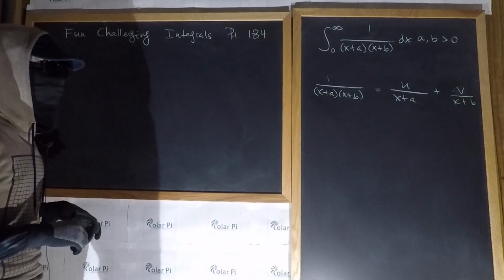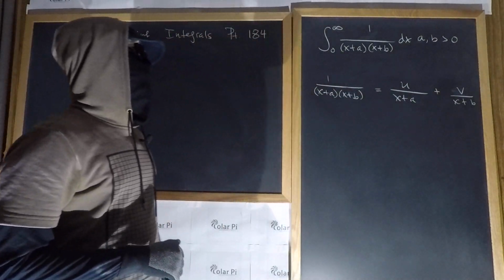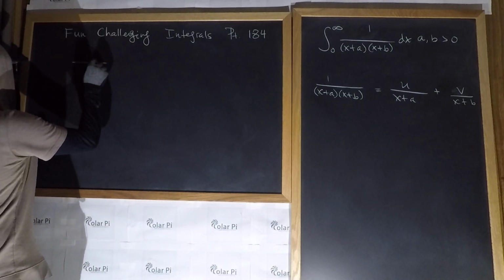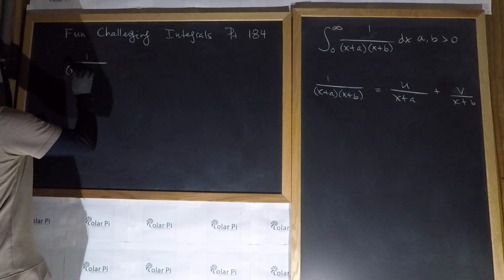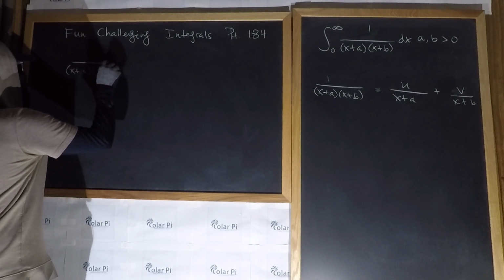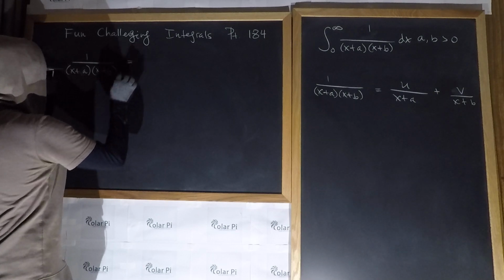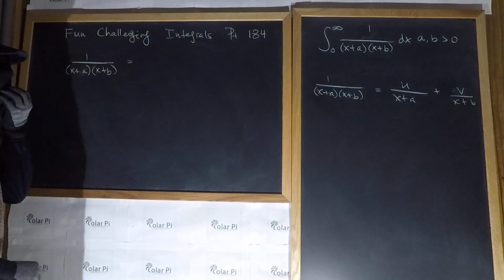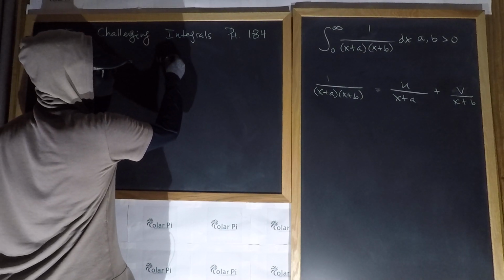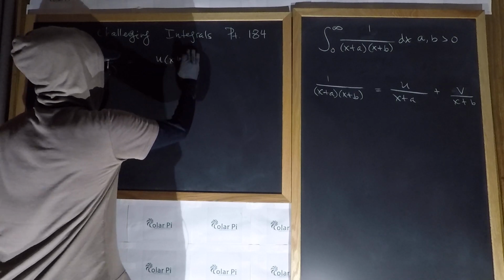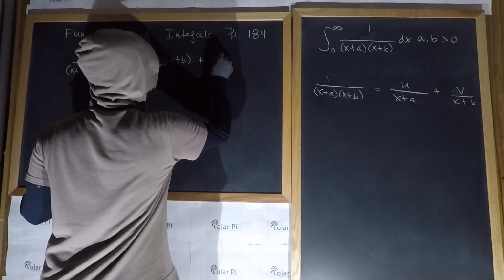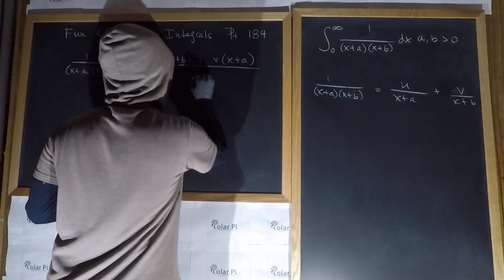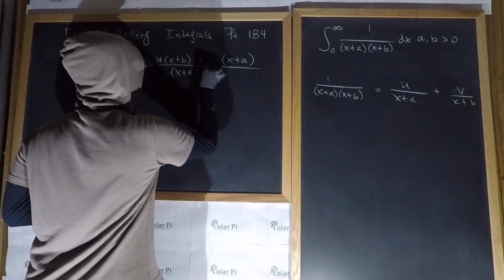To that end, we should have common denominators on the right hand side, and that way we can just set the numerators equal. So next we write 1 over (x plus a) times (x plus b) equals u times (x plus b) plus v times (x plus a), over (x plus a) times (x plus b).